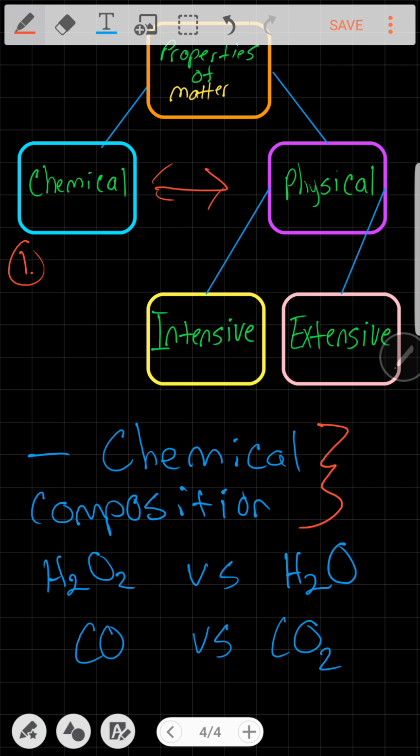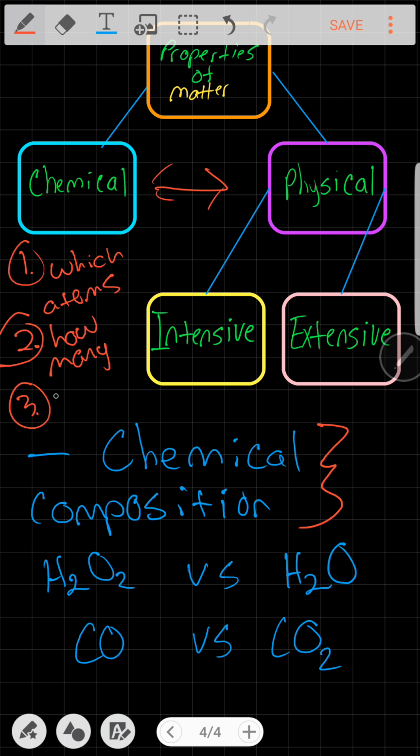We're talking about, one, which atoms are involved. Two, how many of those atoms? And then the last one, three, the arrangement. So those three things determine its chemical composition: which atoms, how many, and the arrangement of those atoms.